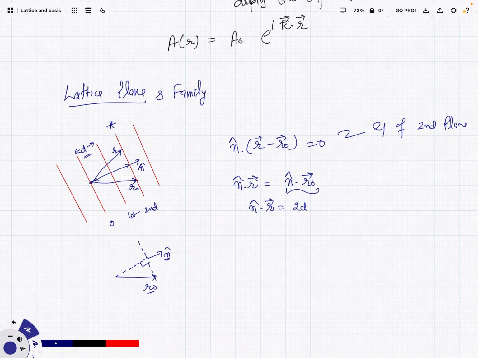Vector law. Yes, exactly, right. So this subtraction will give you this vector, right? Then this is the in-plane vector. So this in-plane vector multiplied with the n cap gives you 0.